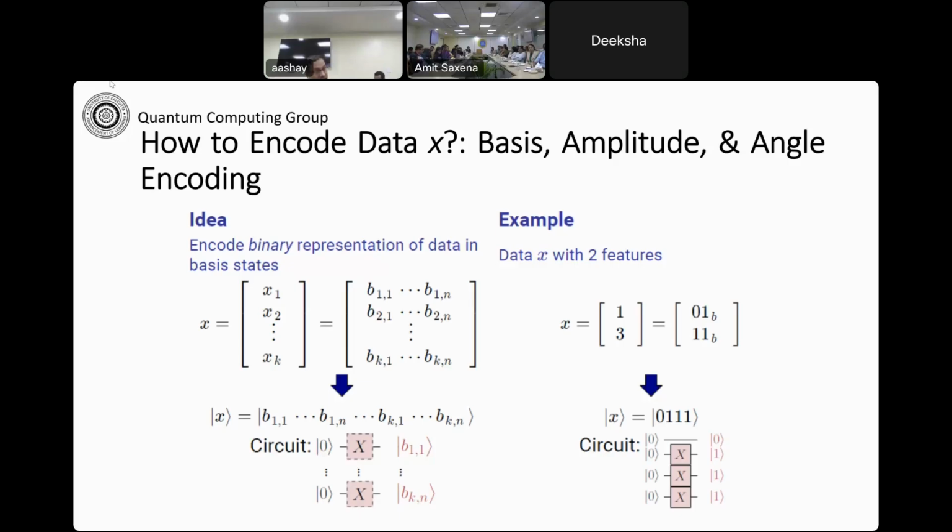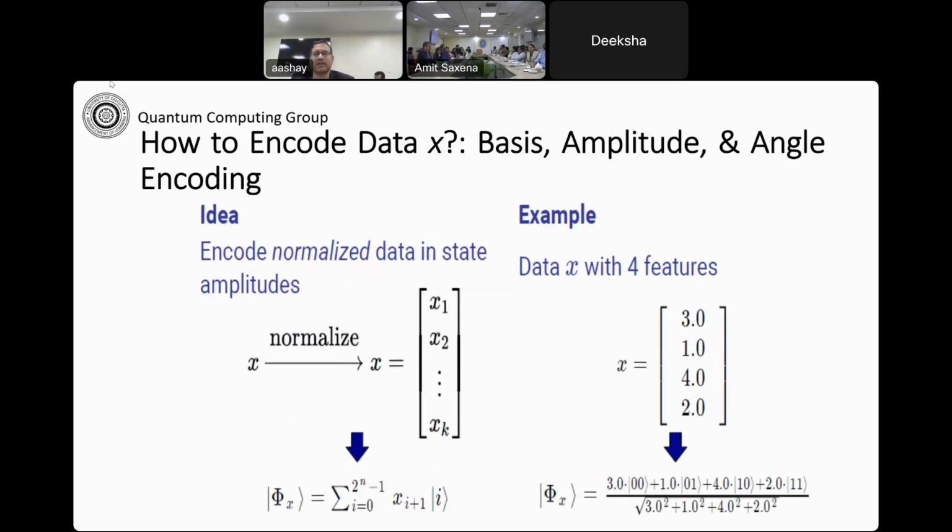But this is not a good way to do it because it's not scalable. If we have large feature values and large vectors, it is not scalable. You require so many qubits to handle it, and you require large gates also to handle the feature values. So it's only for smaller values. People work with this, and it is very comprehensive.